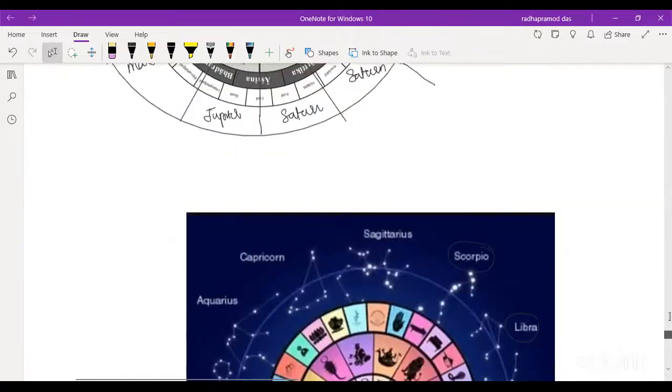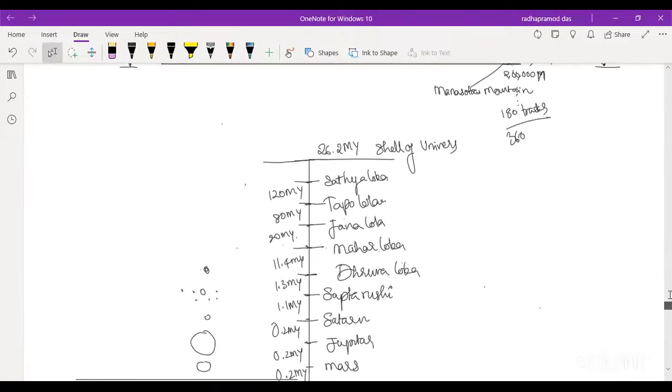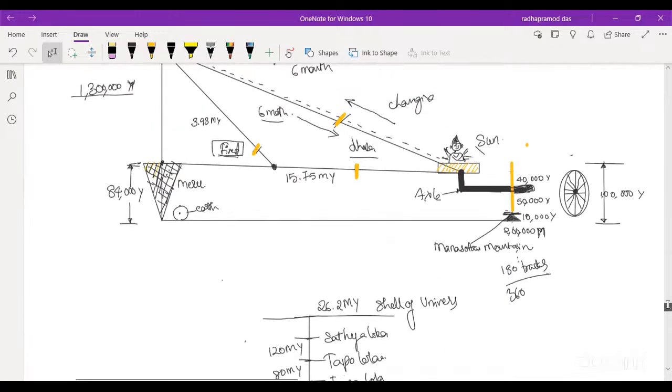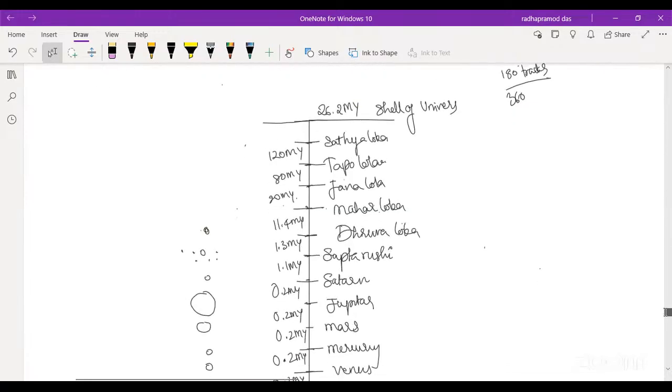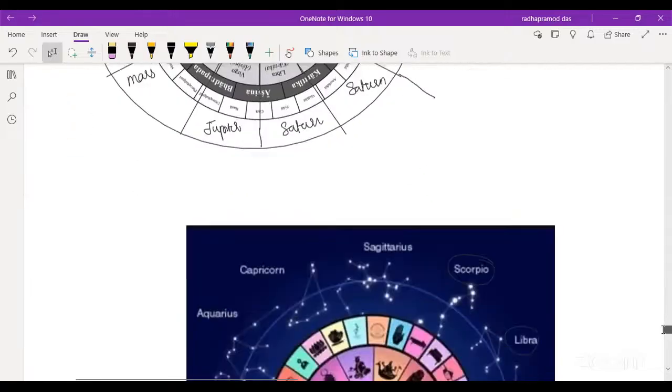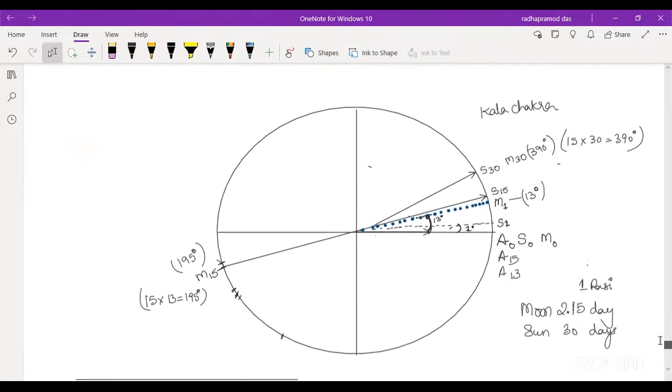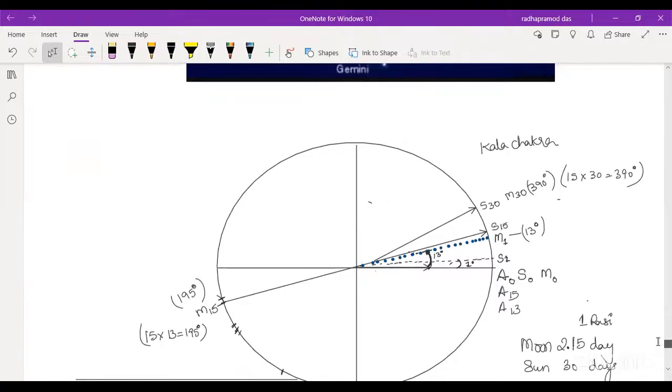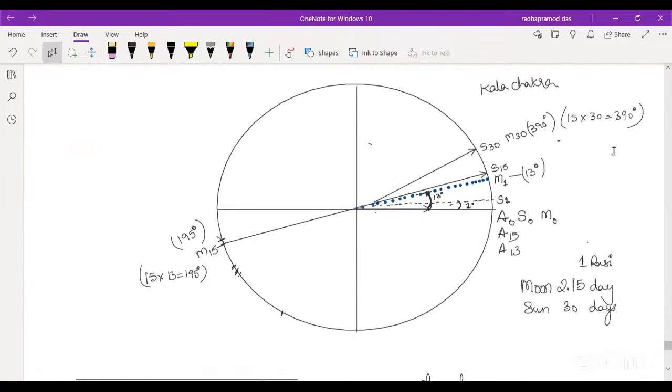And now we'll come to the moon's position. The sun's movements are given, the planets' positions are given, and next is the movement of the moon. This one is a little tricky, but we will try to understand.